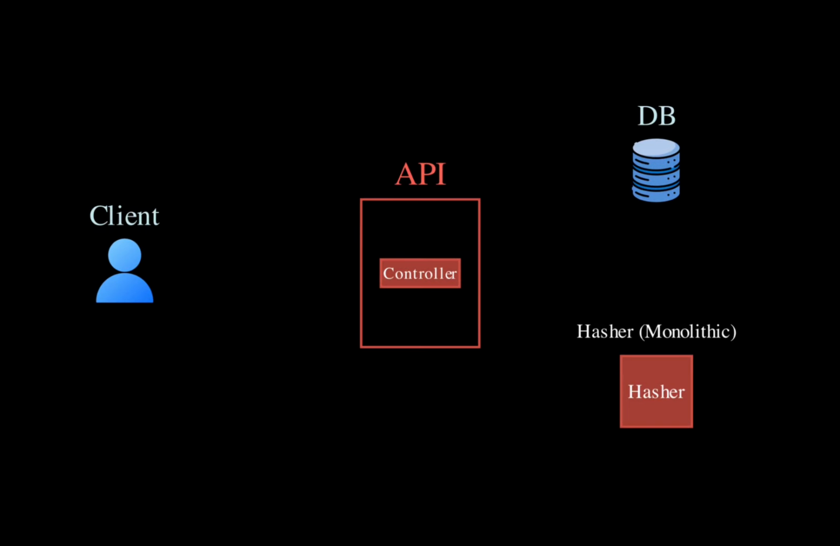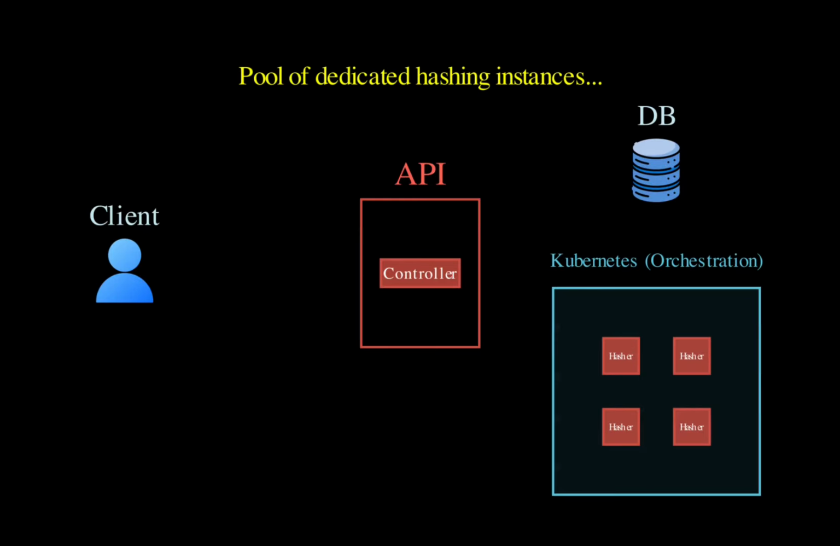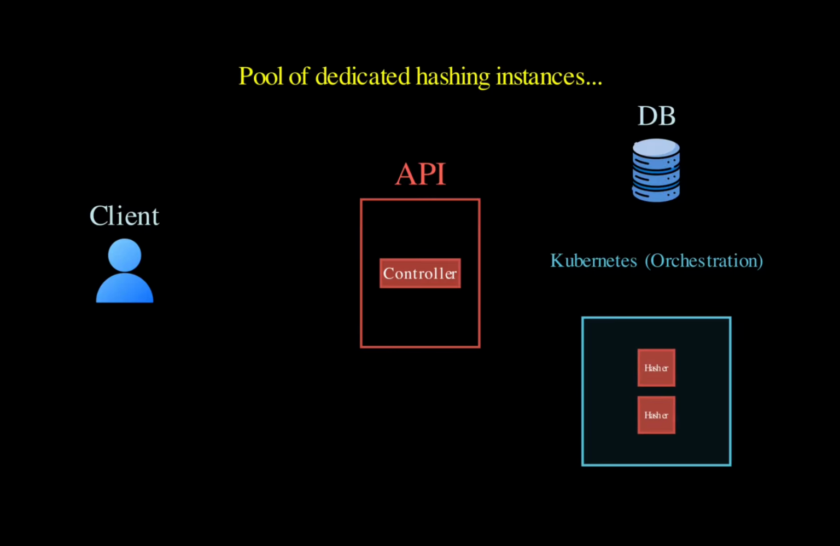Now, let's take a look at the high-level design of the new architecture. The API still receives the login request and fetches the stored hash from the database. But instead of doing the hashing itself, it sends the plain password and hash over gRPC to the hashing layer. This layer isn't just a single machine anymore. It's a pool of dedicated hashing instances, all orchestrated by Kubernetes. Kubernetes manages how many workers are running at any time, scaling them up or down depending on the load.